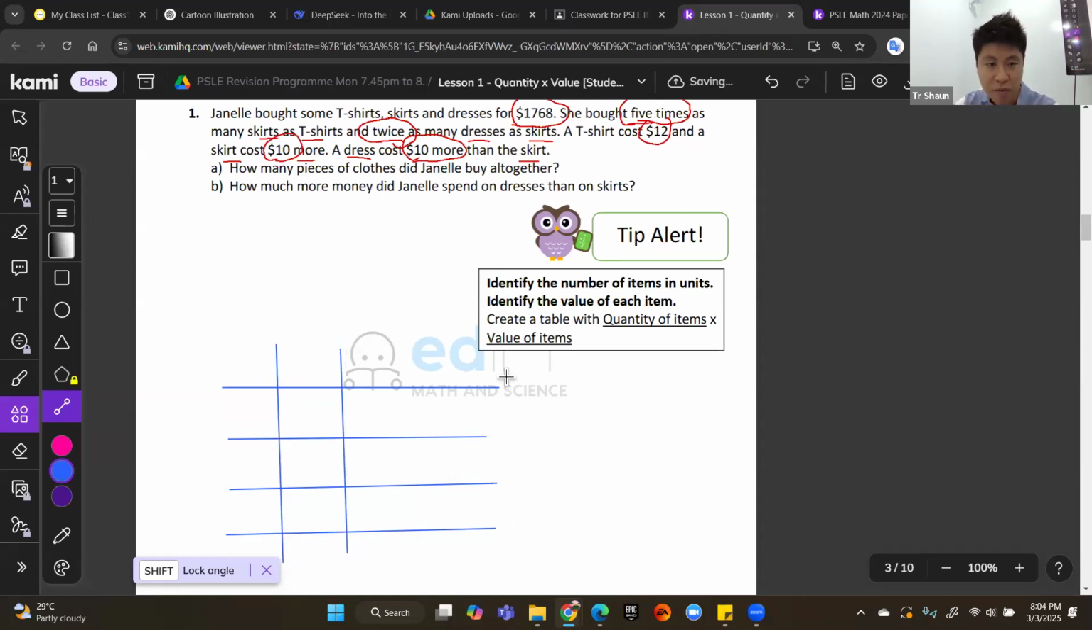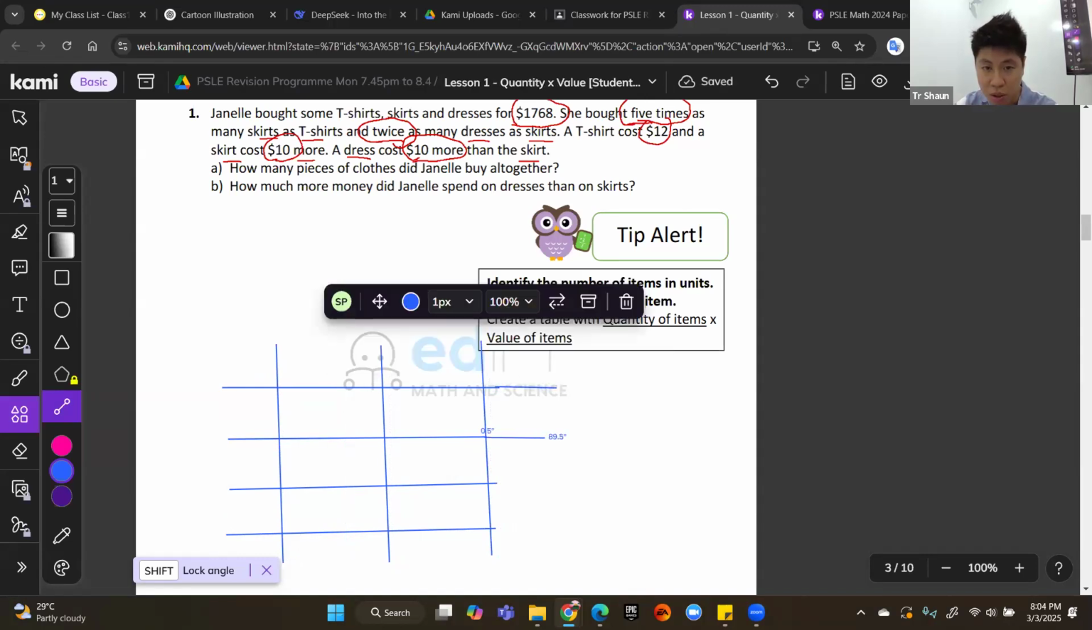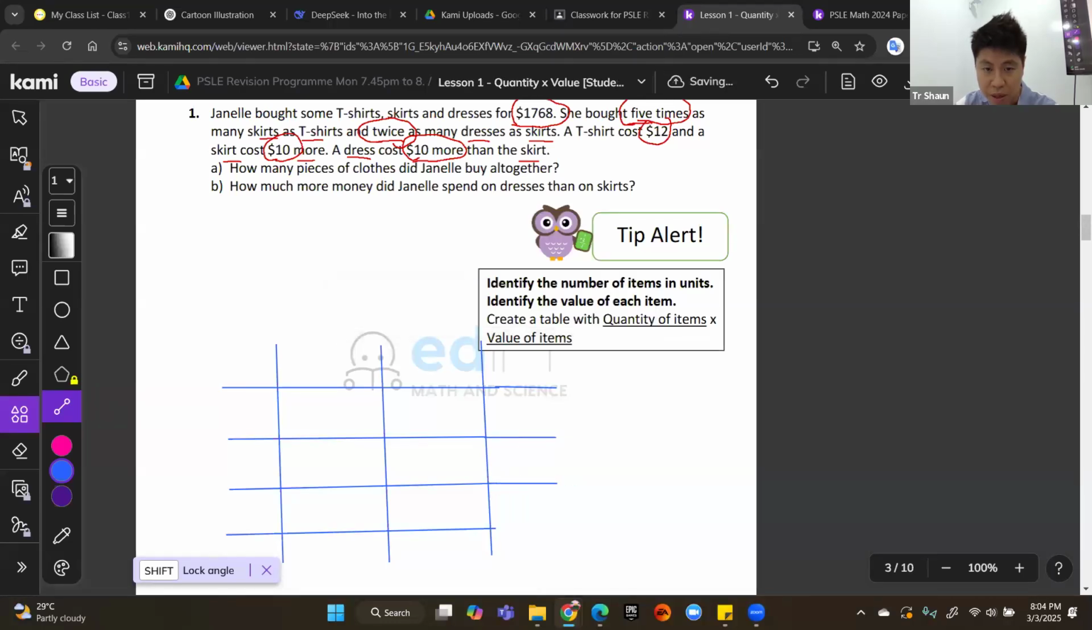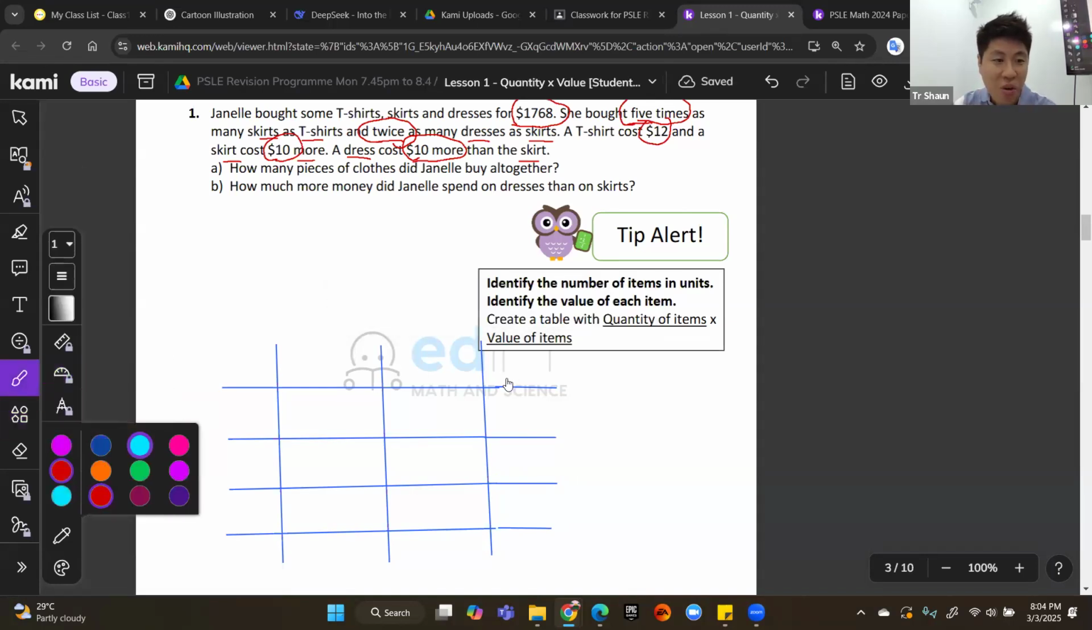Then you have one column for quantity. Give it a bit more space. One column for value. And the last column, you are going to put it for the total. I'm going to extend the lines because I need more space. Okay. So let's start writing. We are going to write down the different types of items inside.